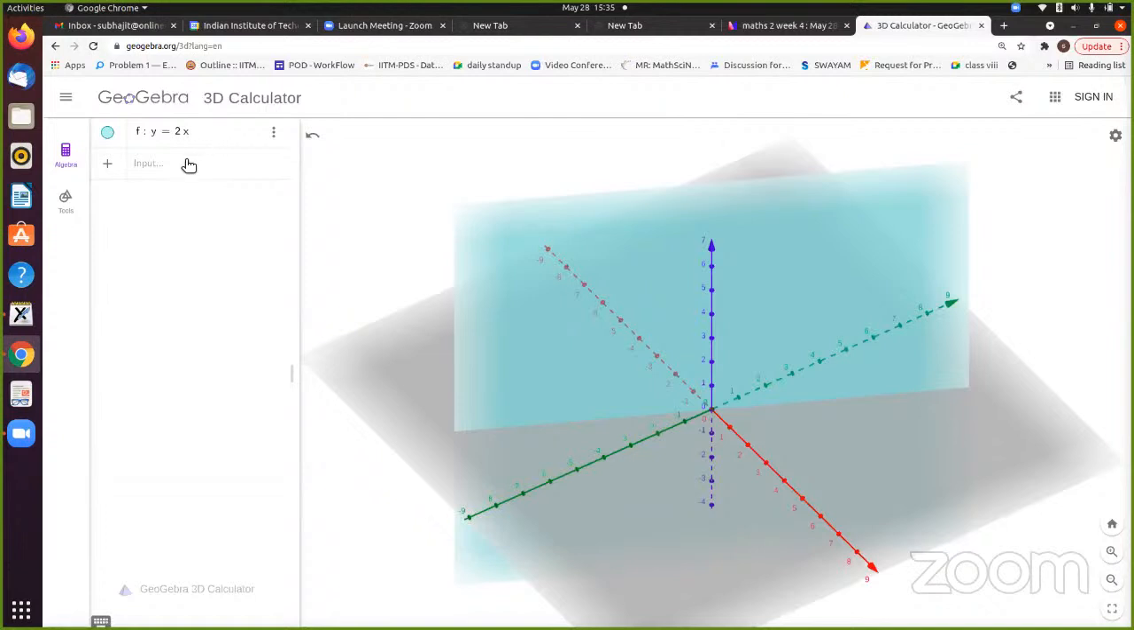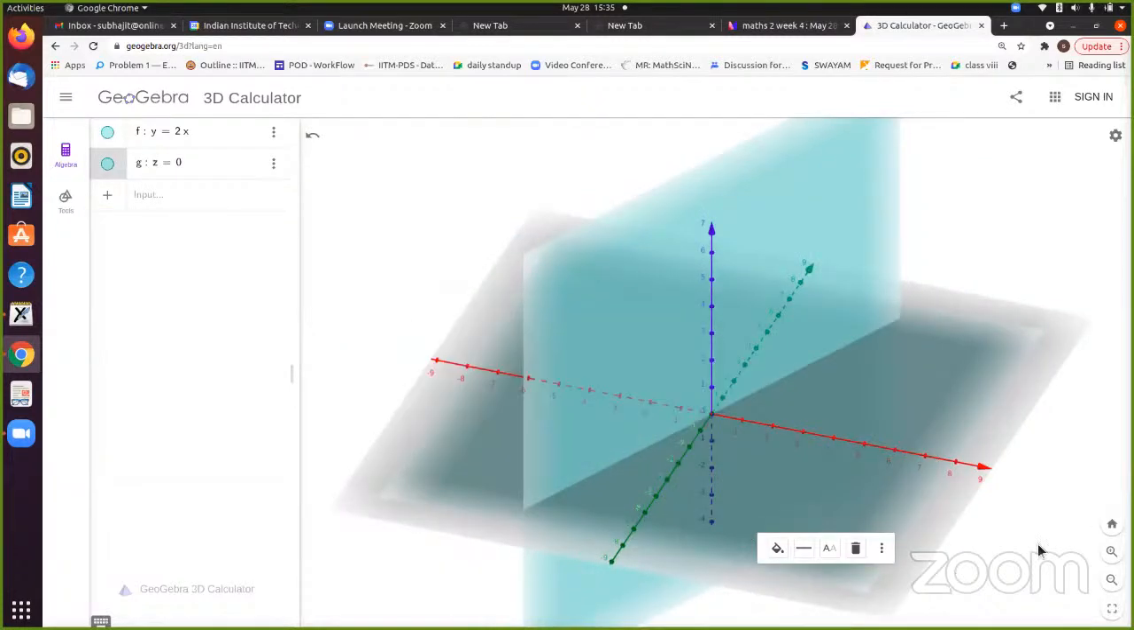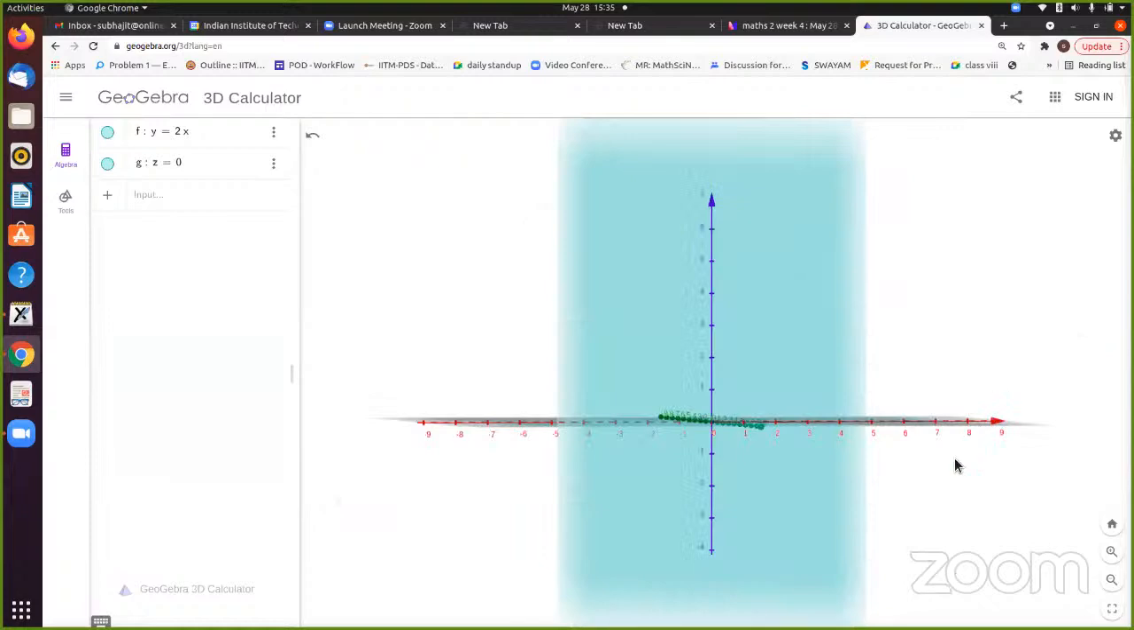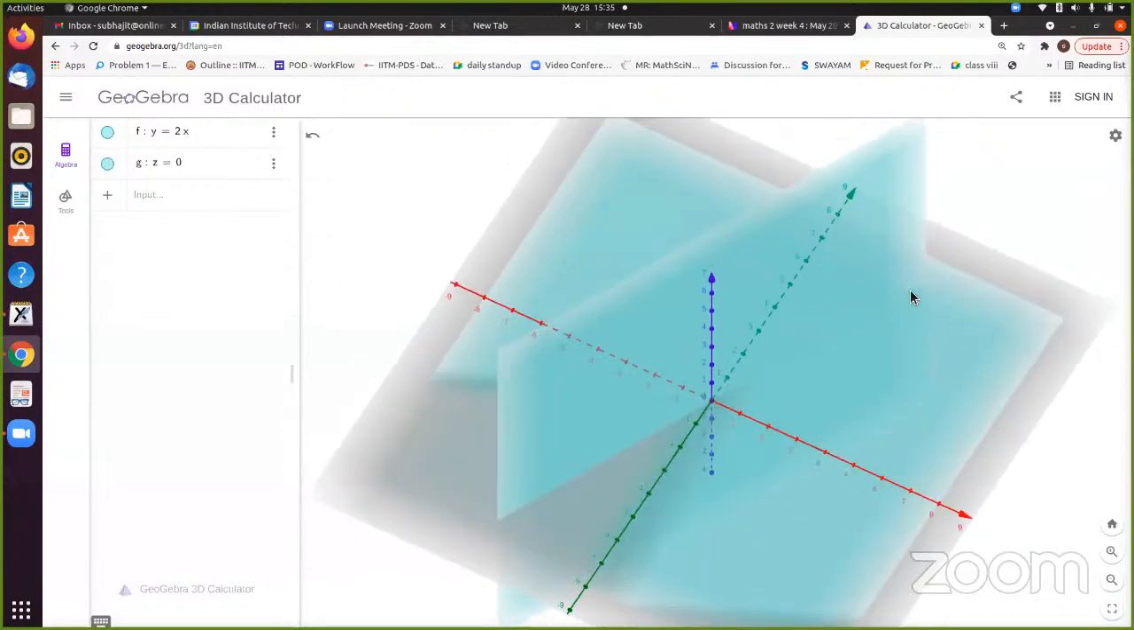Now, if I consider z equal to 0, I have to take 0, otherwise the origin will not be there. So z equal to 0 means the xy plane, right? So basically the intersection of these 2 planes will be the straight line. That is a 1-dimensional subspace. Correct? That is the straight line passing through origin in R3.